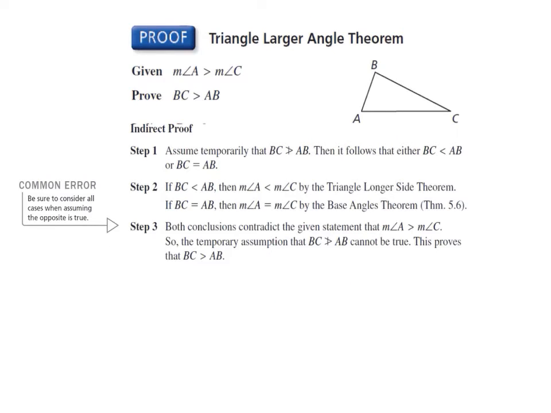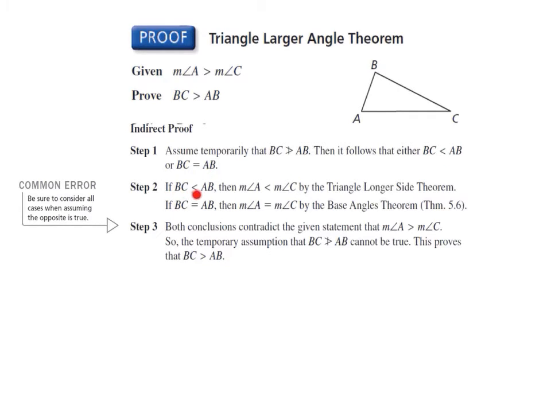All right, so let's take a look at a proof of the triangle larger angle theorem, and we'll prove indirectly, so an indirect proof, in other words, by contradiction. So we were given that measure of angle A is greater than the measure of angle C, and we want to prove that side BC is greater than side AB. So our first step, assume temporarily that BC is not greater than AB. So in other words, you do the opposite of what you're trying to prove. That's what you start with, opposite of what you're trying to prove. So then it follows that either BC is less than AB or BC is equal to AB. So if we're proving that it's not greater, it's either going to be less or equal.